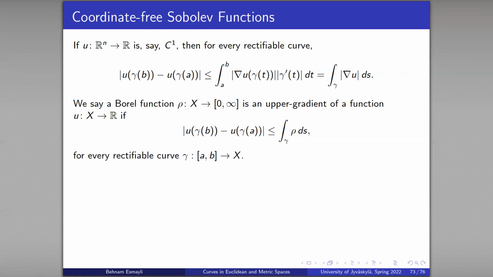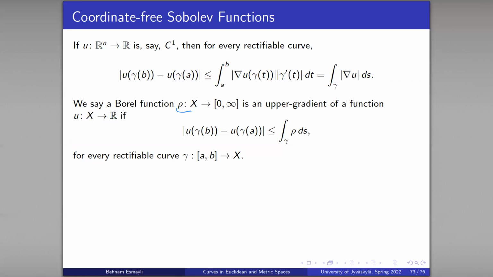We can just define it in any metric space. So we say a Borel function, this will be our gradient, is an upper gradient of another function u. The end point is that this rho is kind of the derivative of u, but only kind of.